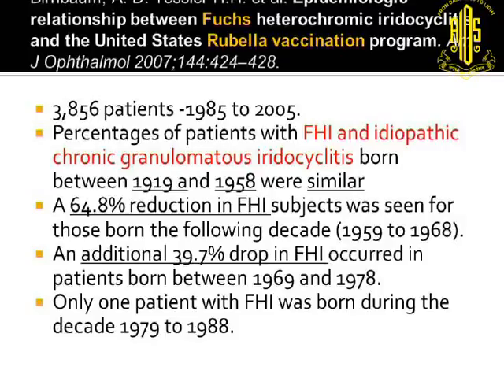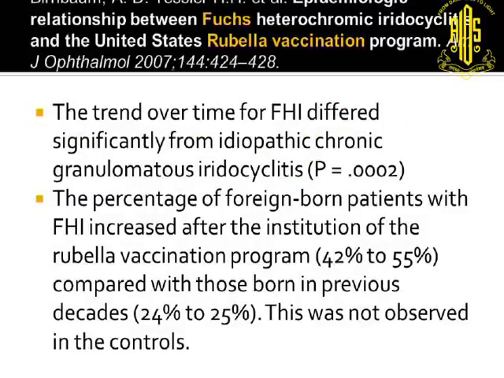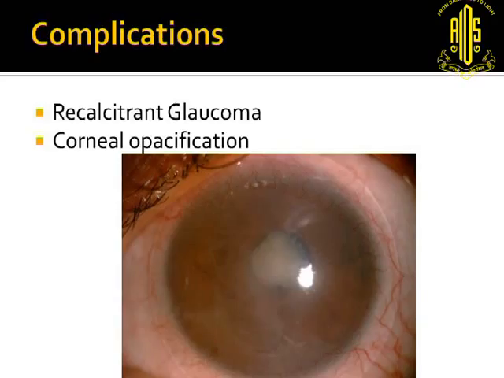And with every decade, the incidence of Fuchs has been coming down, while it has not changed significantly for idiopathic granulomatous uveitis. And the percentage of foreign-born patients with Fuchs increased relatively in their series. Now we move on to the complications of viral anterior uveitis.